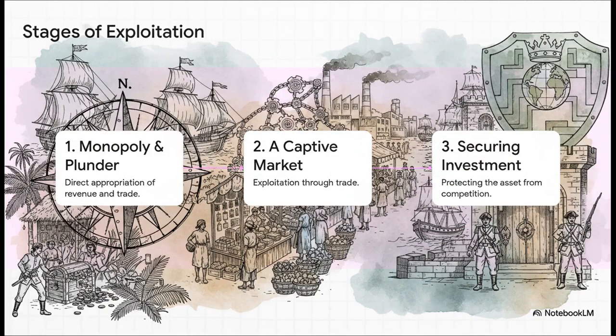So how did this exploitation actually work on the ground? Well, it wasn't static. It changed over time. It evolved. We can actually break it down into three major stages, each with a different primary method of pulling out that wealth. This three-stage framework is going to be our roadmap for the rest of this explainer.